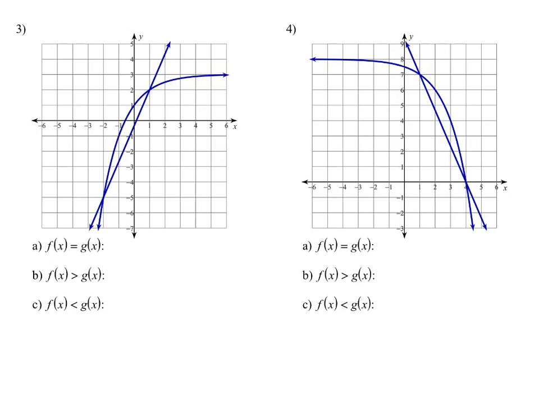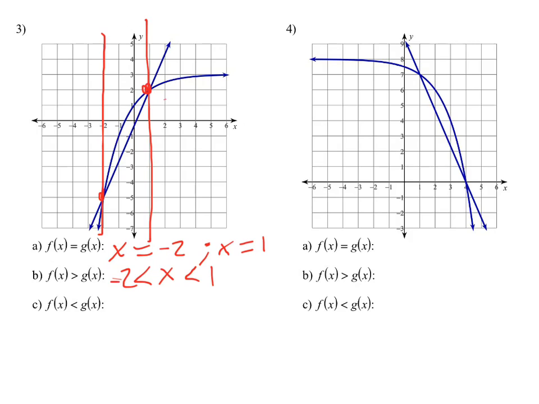Moving on to 3 and 4. The rest of these are, once you realize what's going on with these, pretty quick to figure out where one's higher than the other. This one, we have 2 important x values, being x equals -2 and x equals 1. And then the curved one is up above in the middle, so that's where x is between -2 and 1. And on the outside sections, that's where the line is greater, so that's where x is less than -2 and where x is greater than 1.